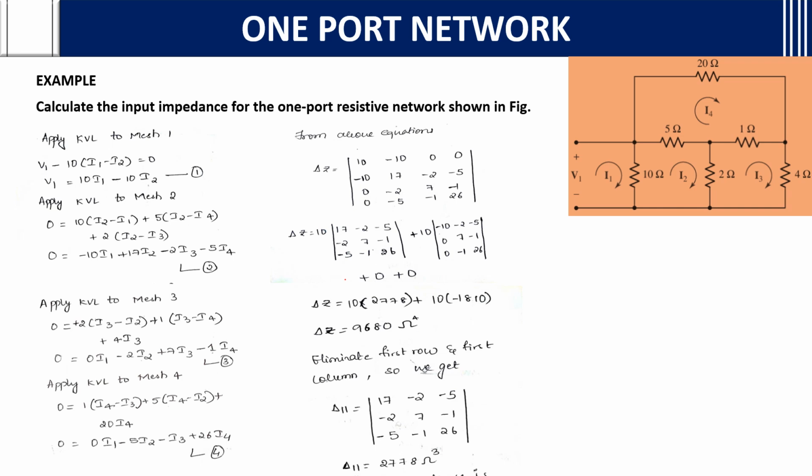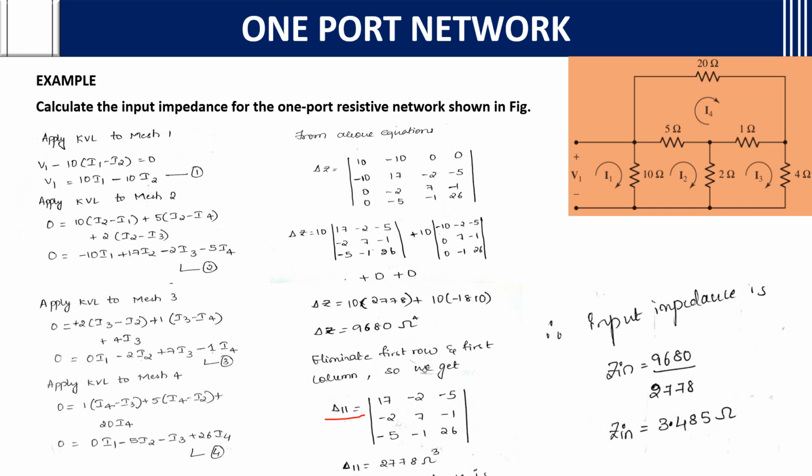Then eliminate the first row and first column. So, we'll get what? The minor of delta z. Here it is 4 cross 4. What we will do? You will remove the first column and first row. Then what you will get? You will get the minor, that is, first row, first column will be eliminated. So we will write it as delta 1 1. You will get delta 1 1 as 2778 as the determinant.